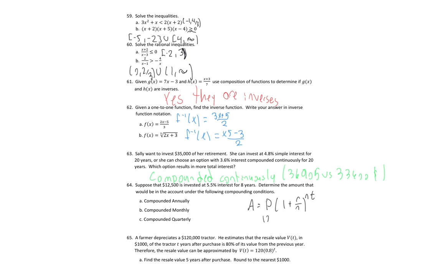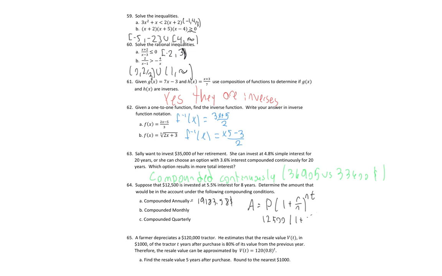So that's going to be 12,500 times 1 plus 0.055, our rate, over 1, and we're doing 8 years, so it's just going to be 1 times 8. So 12,500 times 1.055 is what we get on the inside, to the 8th. And plugging that in, you get 19,183.58. So that's our answer for the first one, $19,183.58.